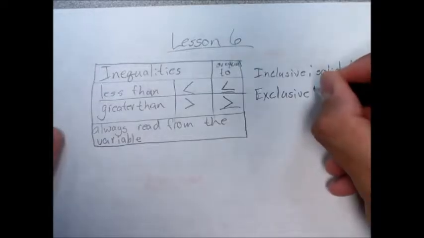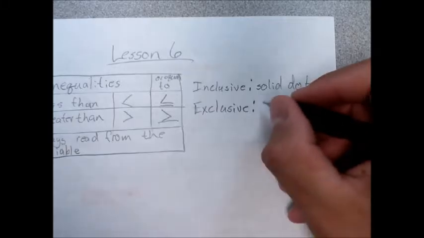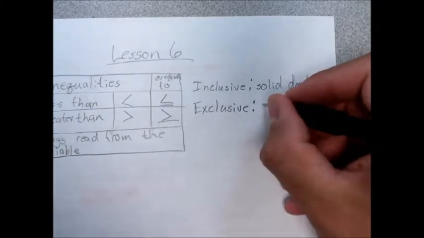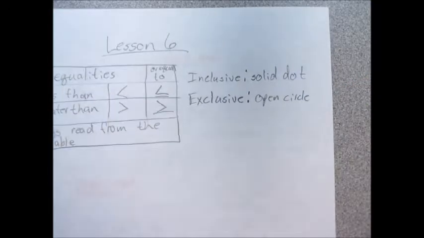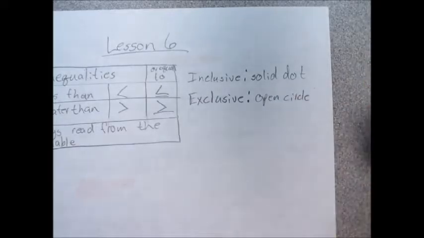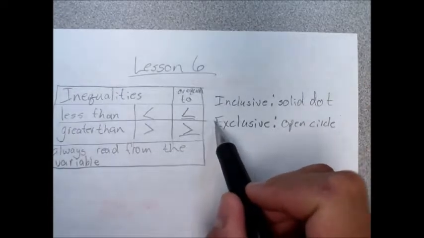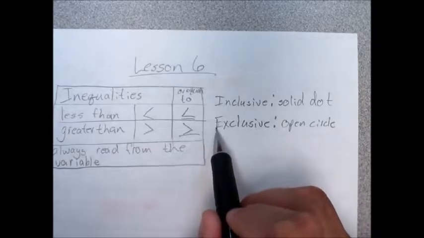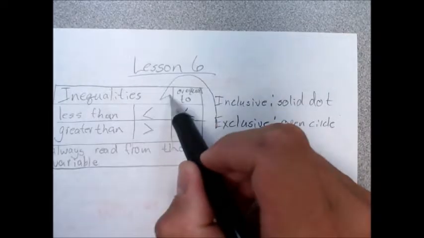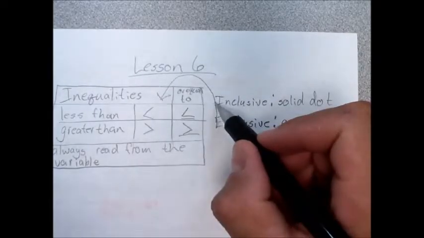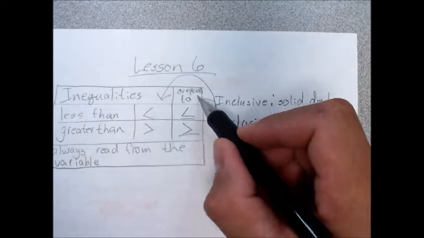and then we'll have a picture here in a second. And then on exclusive, we're going to put open circle. Okay. So when I say solid, I just mean make sure you color it in. Open means make sure you don't color it in. So on exclusive, this chart would be included on the column right here. Inclusive is the or equal to parts. Okay. So let's show what a picture of this would look like.